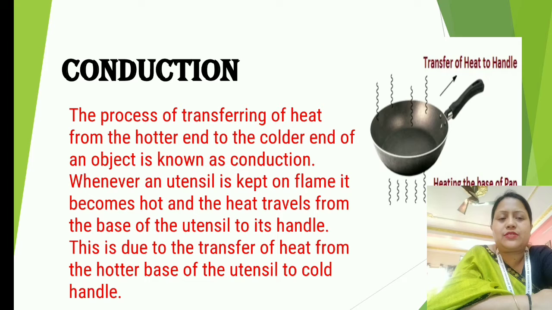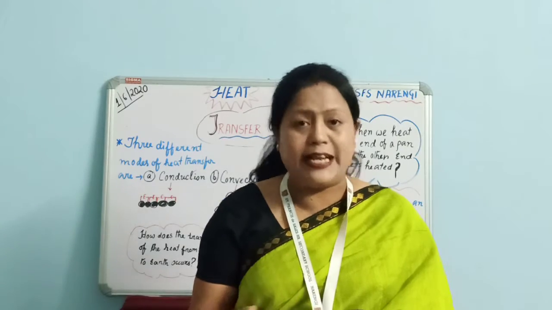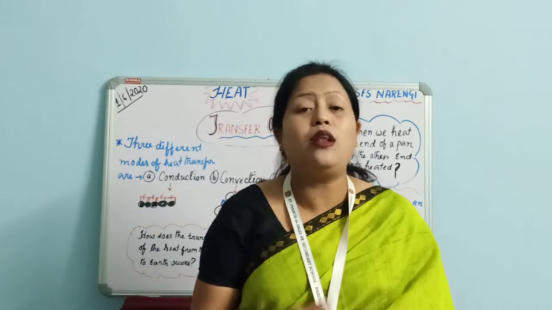So children, you can see a drawing on the slide. That is a hot pan, which is heated at the base, and the heat gets transferred from this base to the colder end, that is, to the cold handle. Now let's discuss the second mode of heat transfer, which is called convection.